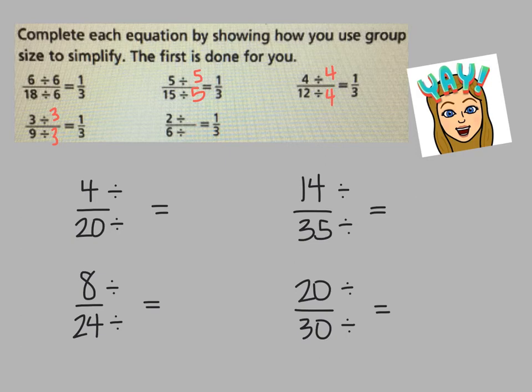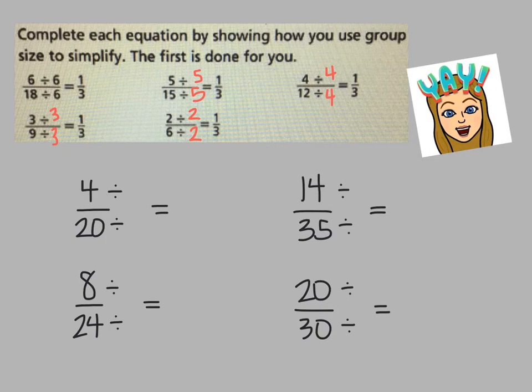Last one, 2/6 is equal to the simplified version, 1/3. So what did they divide by? 6 divided by what gives me 3? 6 divided by 2, and that also works for the numerator.